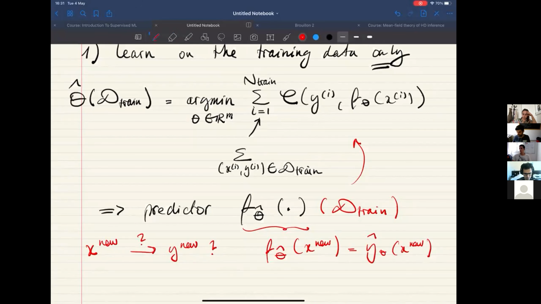This is the point. And why should it be close to the true one if this new data point was not part of the training data? Because what you hope is that your training data was a good representative, a good sample of the true underlying probability distribution, and therefore it captured enough characteristics, enough features to be a good predictor.